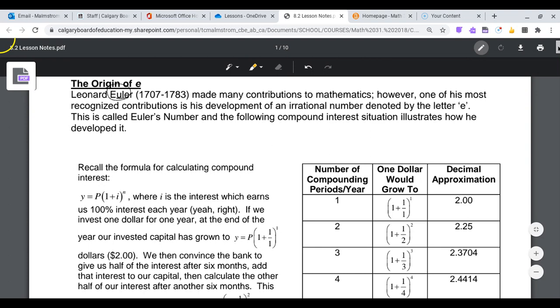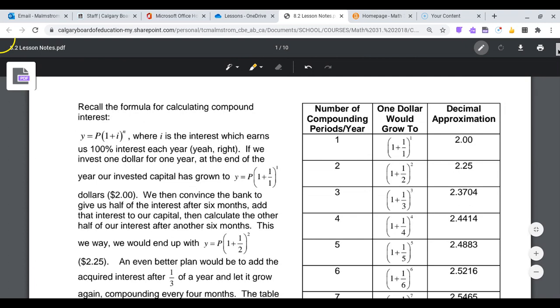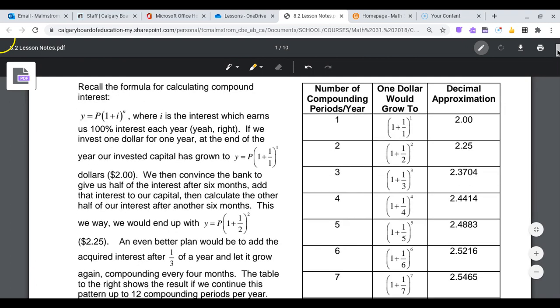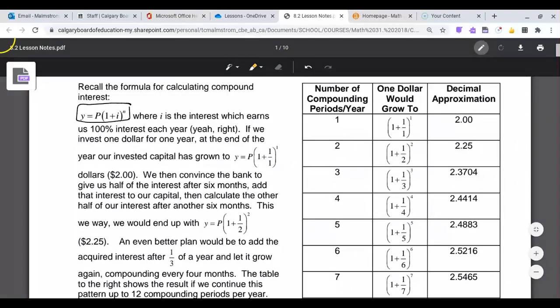So just look at this for a second. You don't have to ever reproduce this, of course. Recall the formula for calculating compound interest, okay? So we actually made this a little bit different. We said that A was equal to P(1 + r/n) to the exponent nt. We just adapted it a little bit. But the i represents the interest earned. And in this scenario, we're going to do 100% interest each year. Yeah, right. Not likely, but just to show what's going on here.